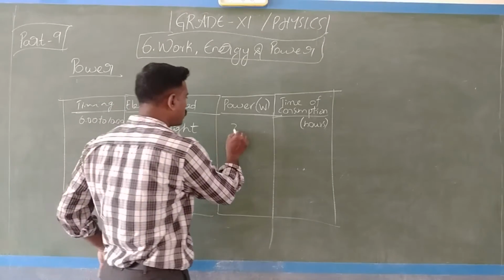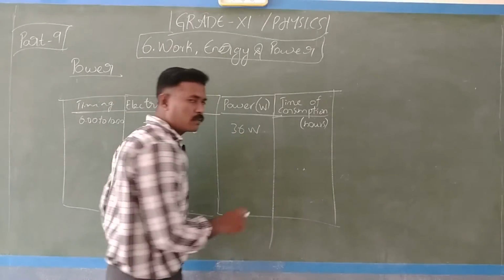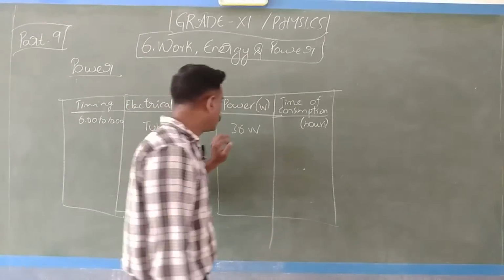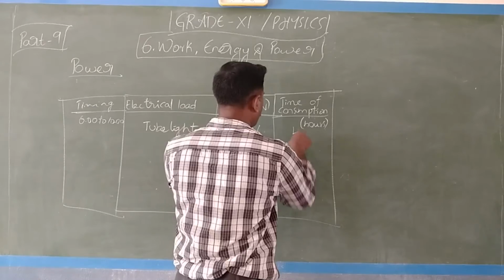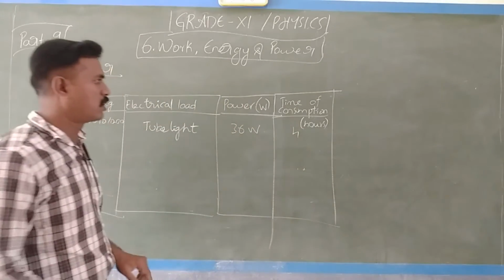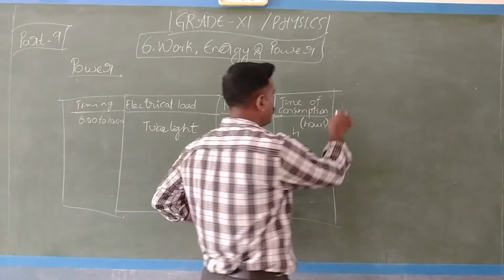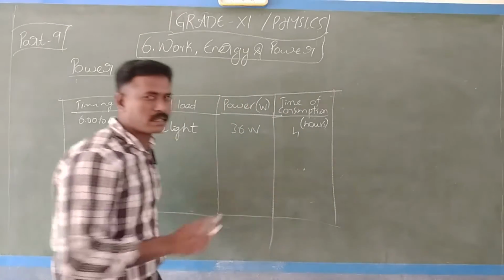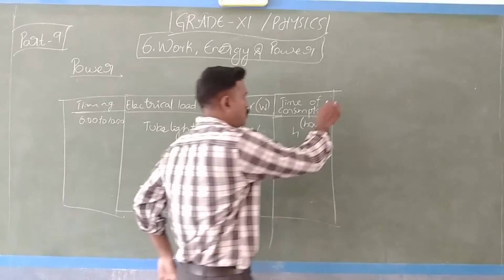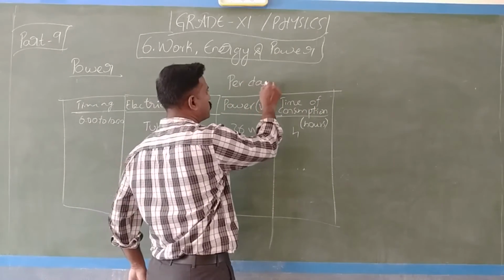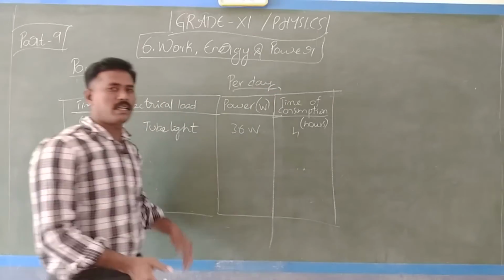So the power will be 36 watts. Nowadays tube lights are at most 36 to 40 watts. So 36 watts for 4 hours. This is for 1 day. So this is a per day concept, how much per day.